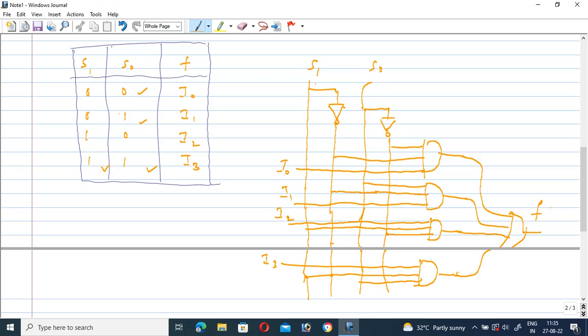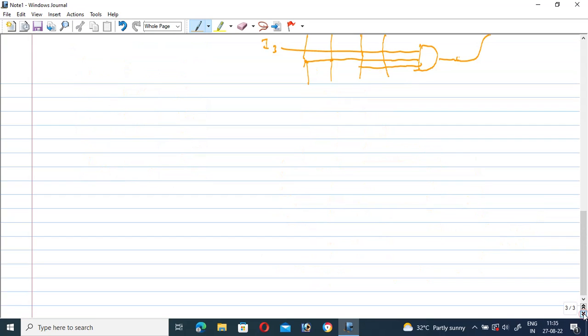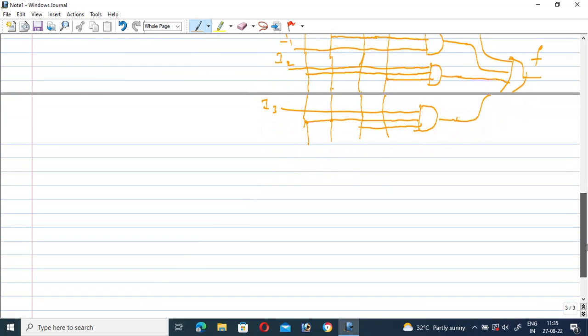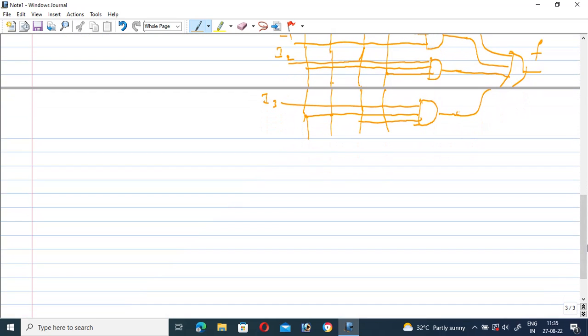I will treat this function as here. So this is a logic diagram for a 4 by 1 multiplexer. Okay, see the possible combinations if you want to select F. So F is equal to, see here in the next diagram, the 4 by 1 mux, where F is equal to here.